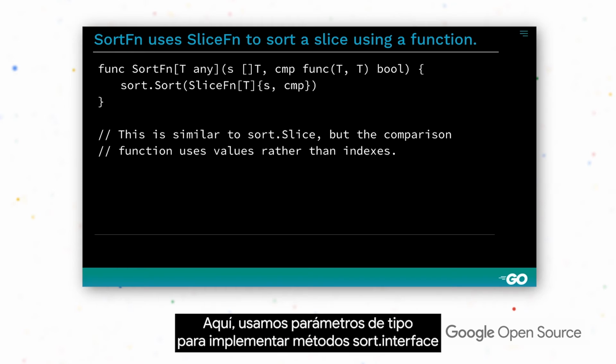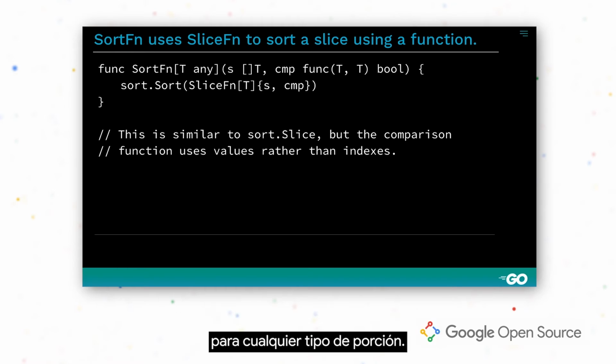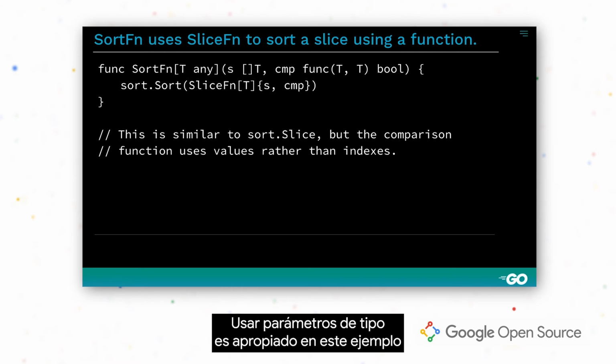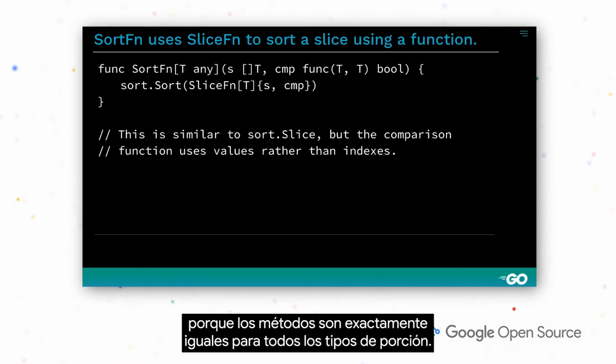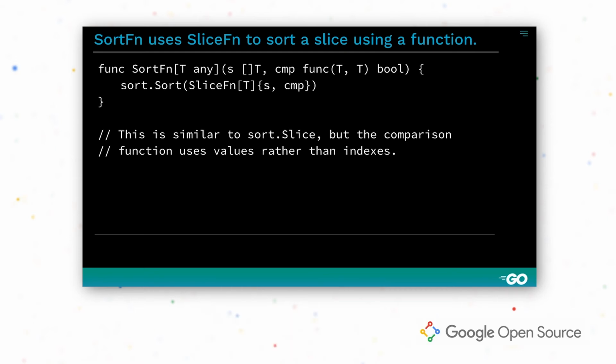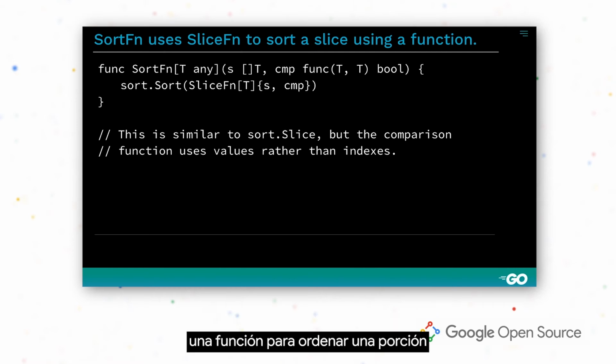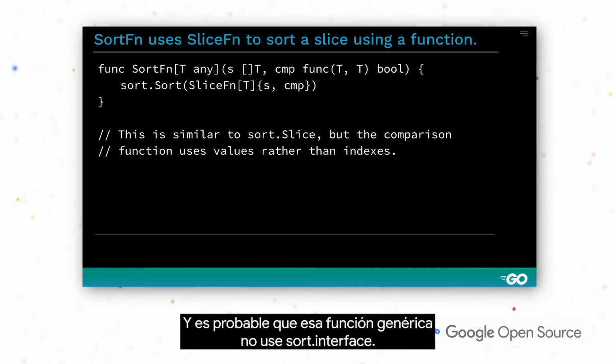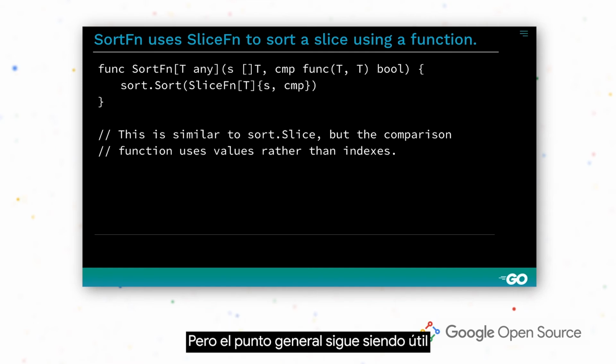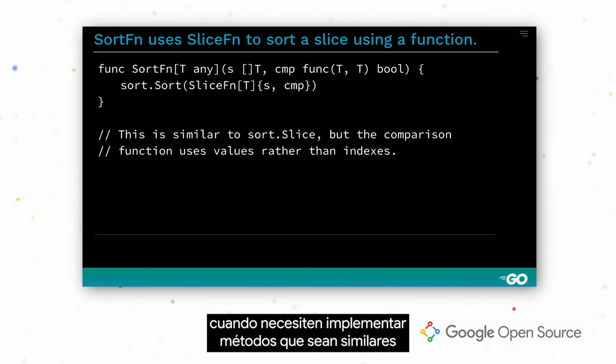Here, we use type parameters to implement the sort.Interface methods for any slice type. Using type parameters is appropriate for this example because the methods look exactly the same for all slice types. I should mention now that Go 1.18 will most likely include a generic function to sort a slice using a comparison function, and that generic function will most likely not use sort.Interface. But the general point is still true, even if this specific example will most likely not be useful in the future.